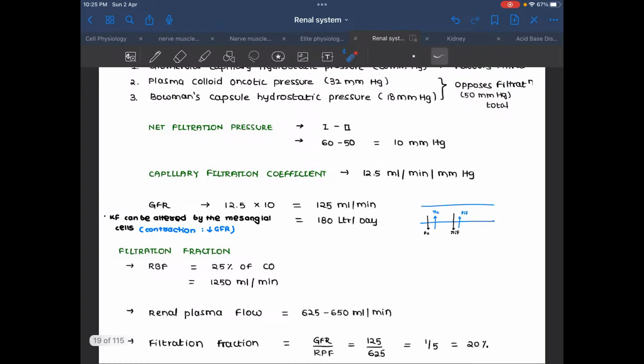So this is the filtration coefficient. We have something known as the filtration fraction. So what is this filtration fraction? We have the renal blood flow, and later we will be seeing how we measure renal blood flow and how we measure GFR.